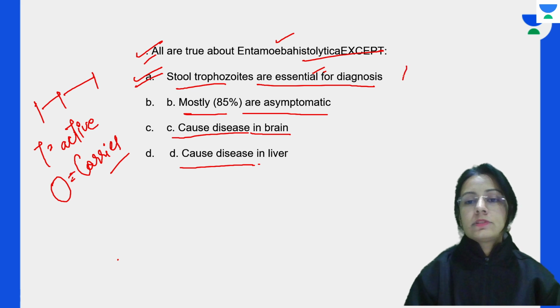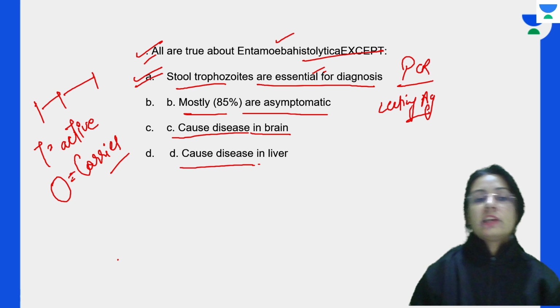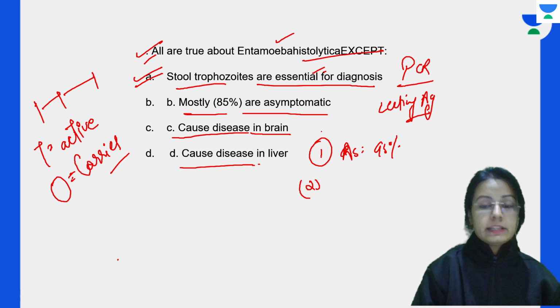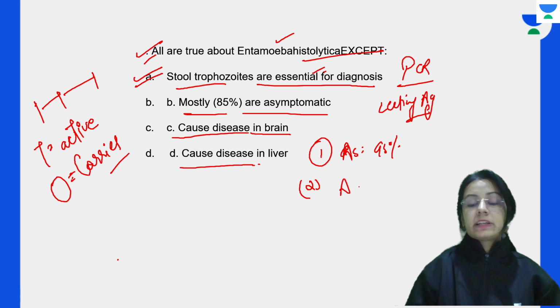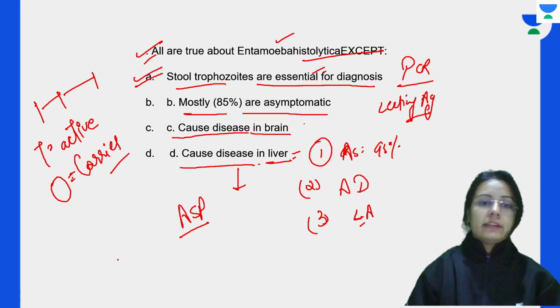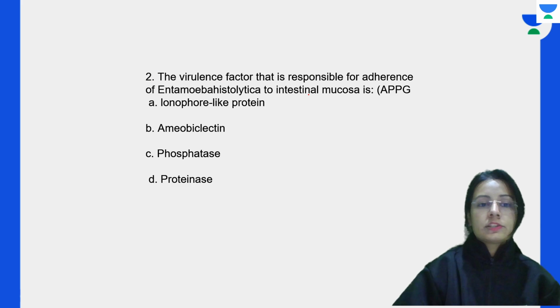For the essential diagnosis, we go for either PCR or the lectin antigen, that is the adhesin antigen, which helps in the adhesion of Entamoeba histolytica to the GIT mucosa. Clinically, it is mostly asymptomatic, around 85 to 95%. The second most common is amoebic dysentery, and then liver amoebiasis, where we get the anchovy sauce pus. Asymptomatic cases are most common, and it can extend up to the brain. So stool trophozoites are not essential for the diagnosis of Entamoeba histolytica.